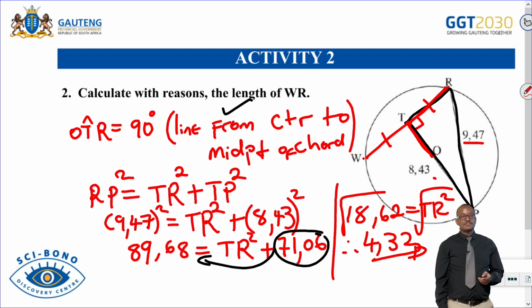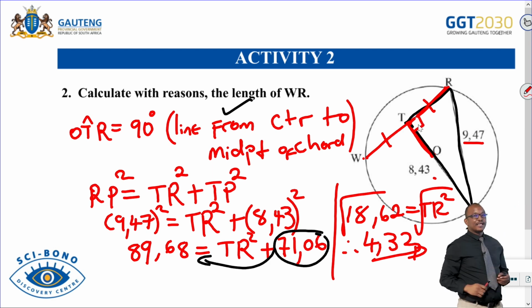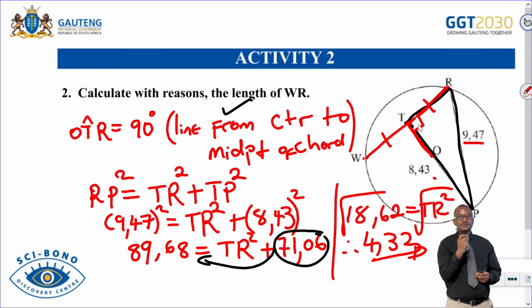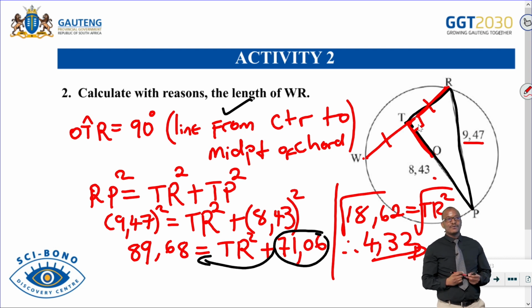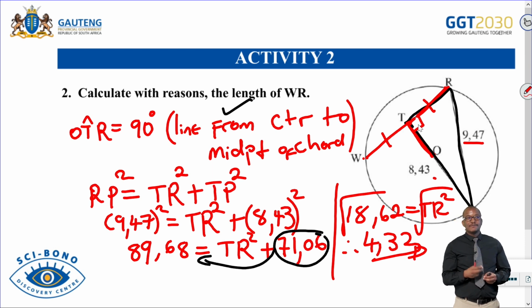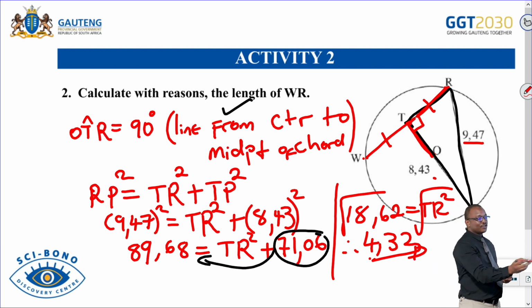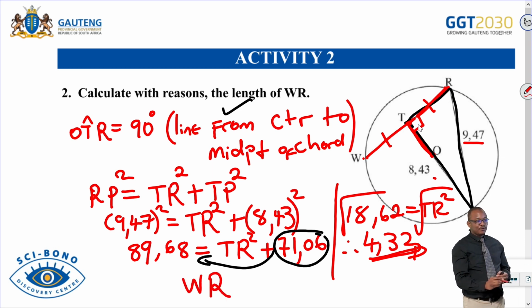Now, let's move forward, and this is how you answer this type of question. Remember, the first thing that we needed to identify is our 90 degrees angle for it to be a right angle triangle. And the reason was the line from center to midpoint of a chord is perpendicular to the chord. Then from there, we used the theorem of Pythagoras to calculate the length of RT.